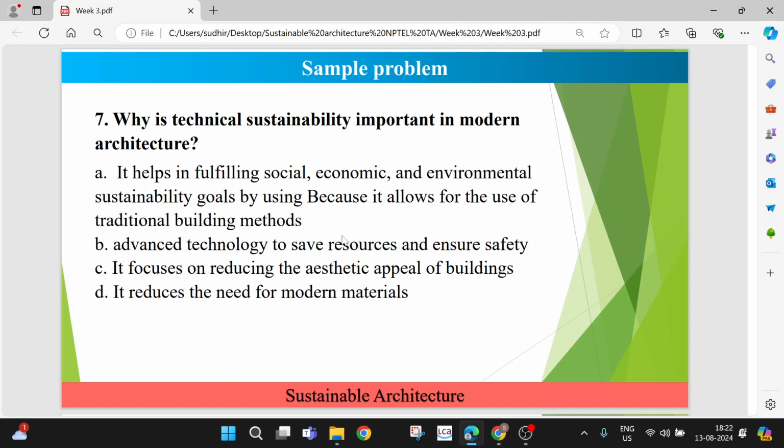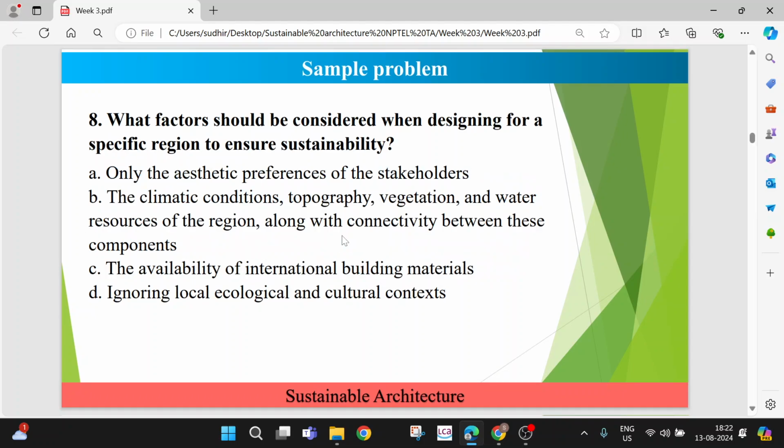Is it fine now? Yes, sir. Okay. So can we move to the next question, question number 8? Yes, sir. Okay. So here is question number 8. What factors should be considered when designing for a region to ensure sustainability?